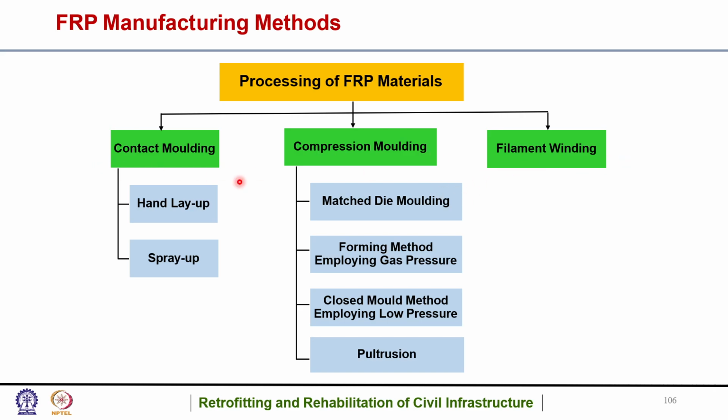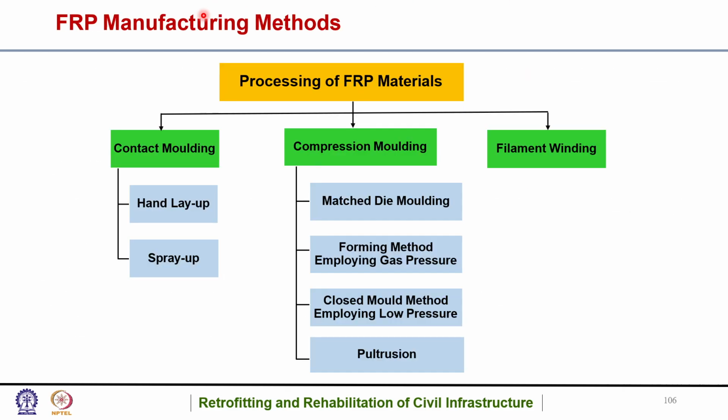Okay. Inside contact molding, there are two types. One is hand layup and one is spray up. Inside compression molding, there are four types. One is match die molding, one is forming method employing gas pressure, one is close mold method employing low pressure, and one is pultrusion. Okay, so we'll be going through each of them in detail.